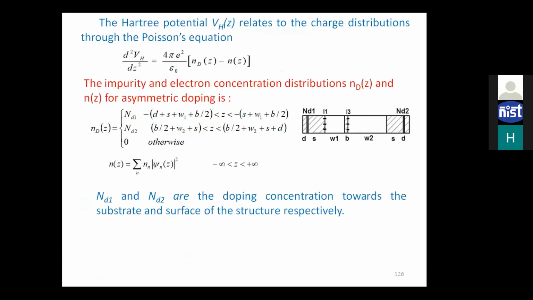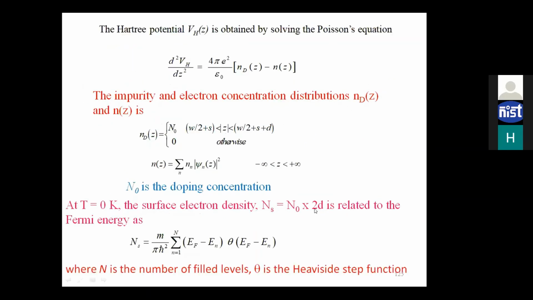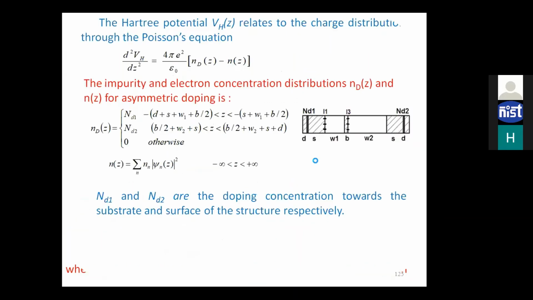Now suppose you take a structure having non-symmetric doping, that means you dope, suppose, this is N_D1 and N_D2, two different dopings. Then your doping profile will be different, so you take your doping profile accordingly, and you also get the N_s. In the previous case, N_s is equal to N_0 into 2D. However, here this N_s should be equal to N_D1 plus N_D2 into D1. Let this thickness of doping be D1 and this side D2.